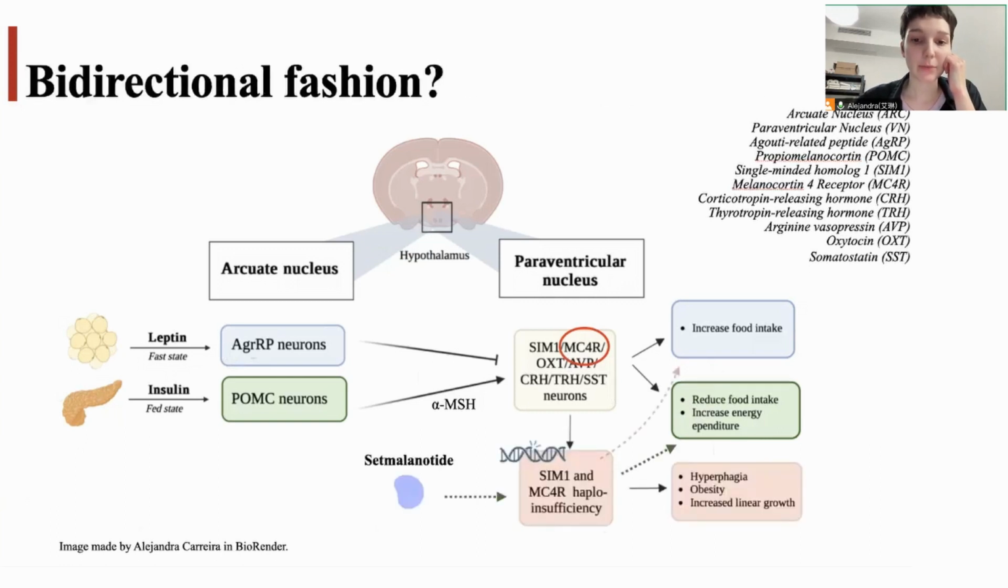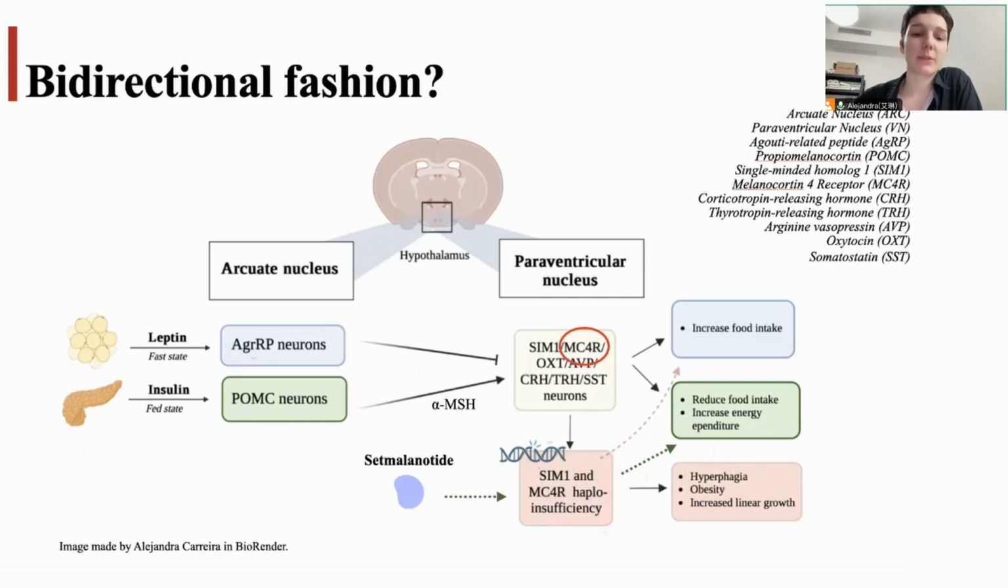So first, one piece of evidence that suggests otherwise is that loss-of-function mutations in POMC and MC4R and other genes related to the melanocortin pathway are associated with body weight imbalance. As you can see here, when there is MC4R insufficiency, there is an increase in food intake.